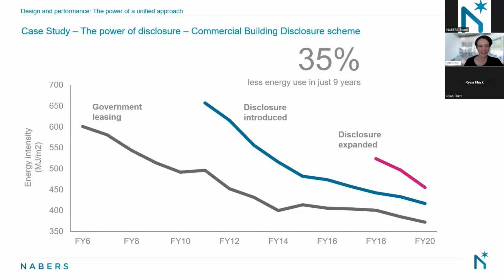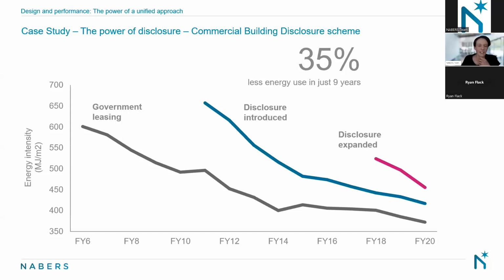So they started getting NABERS ratings before they were legally required to, so before the commercial building disclosure scheme came into effect. And they mostly did it to capitalise on government tenants. So government tenants had policies saying that they were targeting buildings with a minimum 4 or 4.5 star NABERS rating. So essentially these buildings started rating in order to attract those tenants.